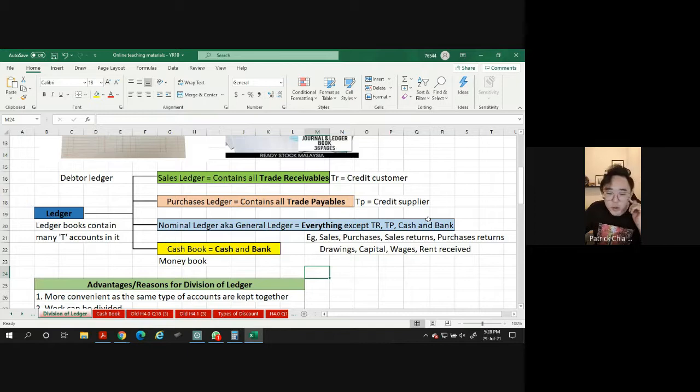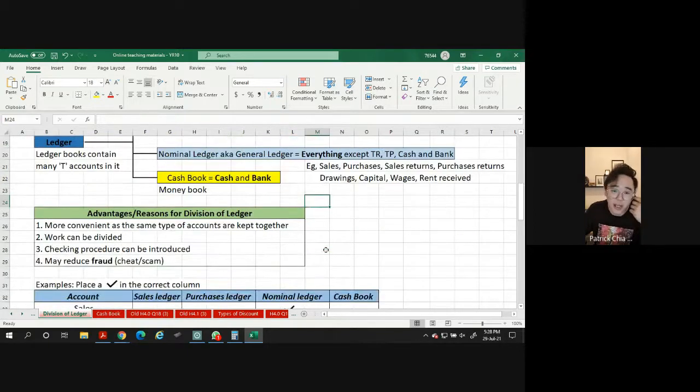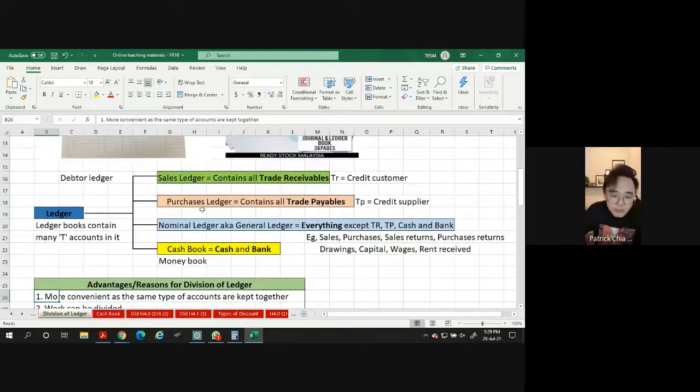If you want to know the reason, you come to the advantages. Why do we need four different books? Why can't we just do it in one? You see, it's more convenient. We put the same type into one same book. Let's say you want to know how much we owe our suppliers. Where do you go? You go to the book called Trade Payables, which is the purchases ledger. Inside the purchases ledger, you have all your suppliers.